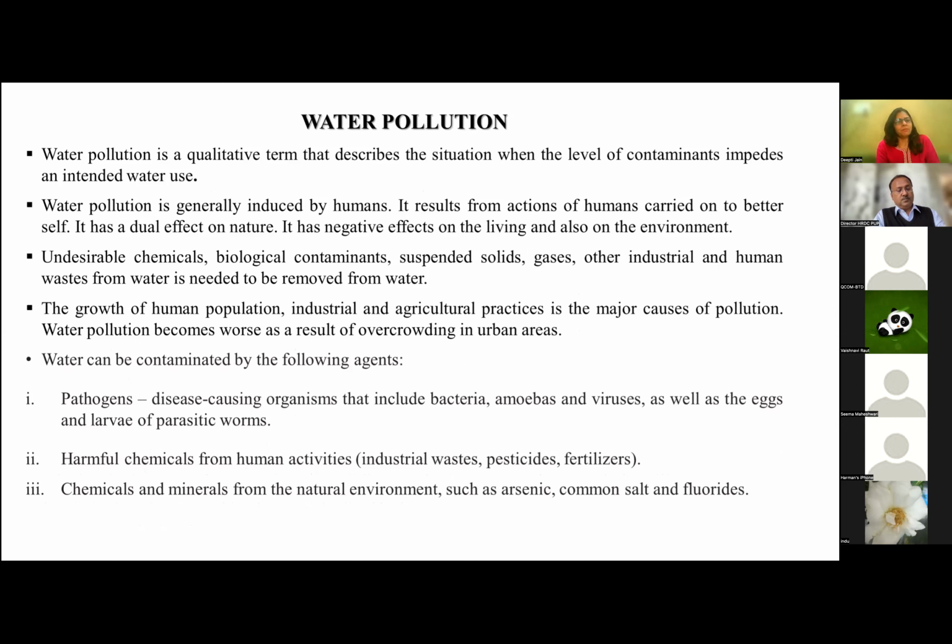Now, what do you mean by water pollution? It is a qualitative term that describes a situation when the level of contamination is quite more than the acceptable limit. Contaminants are always there, but if it is below the acceptable limits, our body can tolerate it. But when the level of that contamination rises, then it really causes a lot of diseases. So that is a qualitative term.